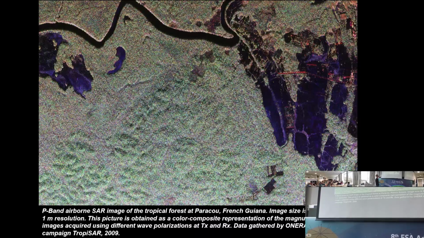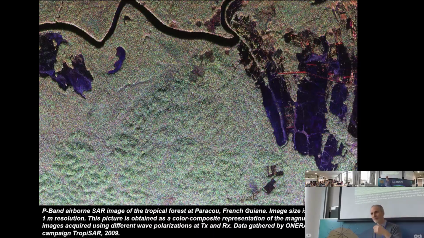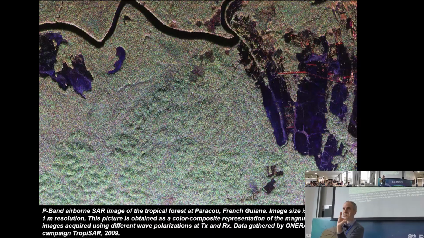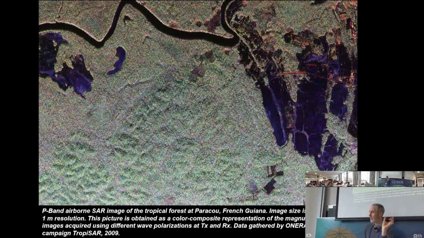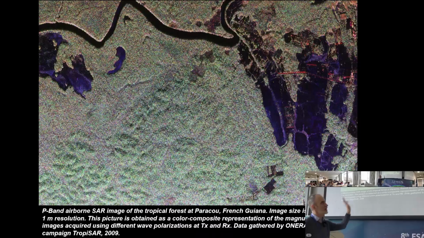What to say? So the resolution is 1 times 1 meter. So 1 meter in range. This means that the bandwidth was 150 megahertz here, and 1 meter in azimuth along track, from which you can tell the length of the synthetic aperture, which would depend on the antenna. There is a lot to say here.